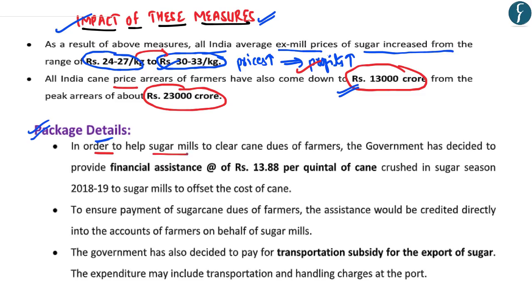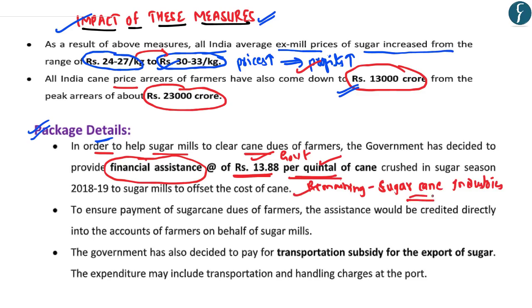Let us understand the package details. Now, in order to help the sugar industries in India to clear the previous cane dues of the farmers, the government has decided to provide financial assistance at the rate of rupees 13.88 per quintal of cane which the sugar industries crush. Which means for every quintal of cane which the sugar industries procure from the farmers, a part of the payment, that is 13.88, shall be borne by the government, whereas the remaining shall be borne by the sugarcane industries. So thus this will reduce the burden on the sugarcane industries.